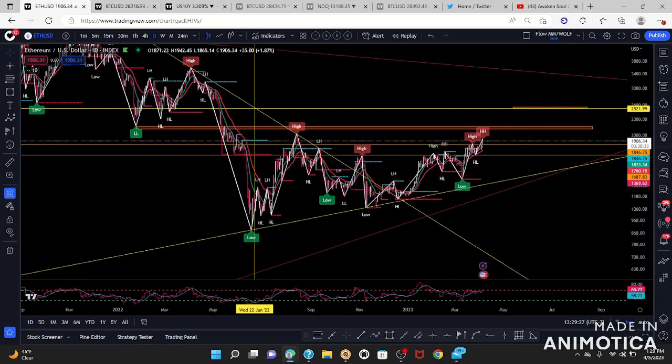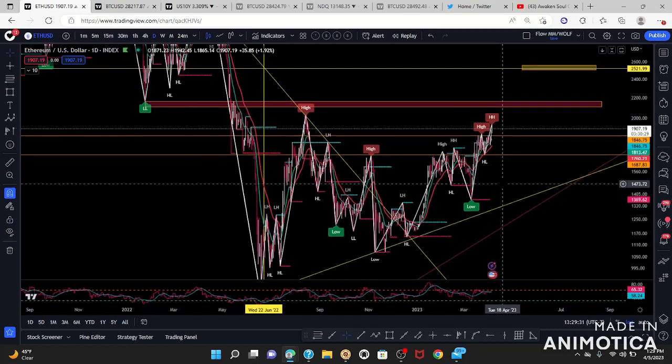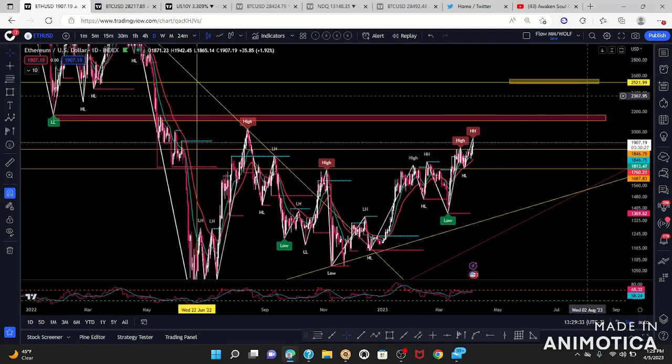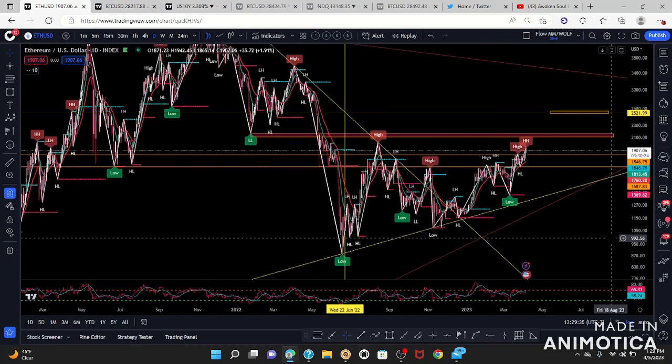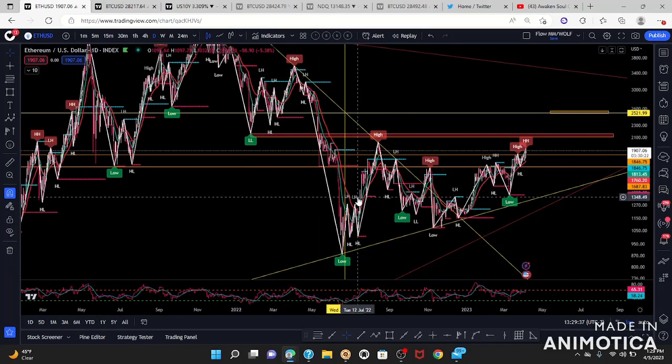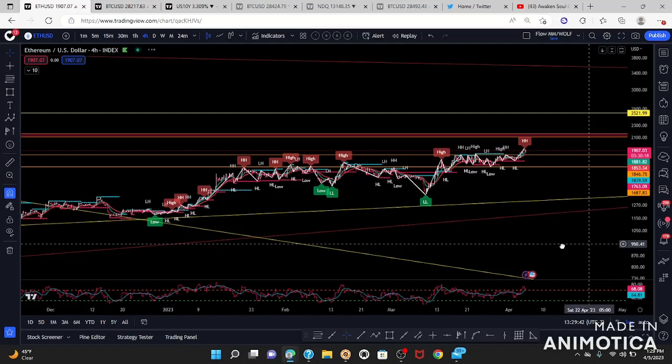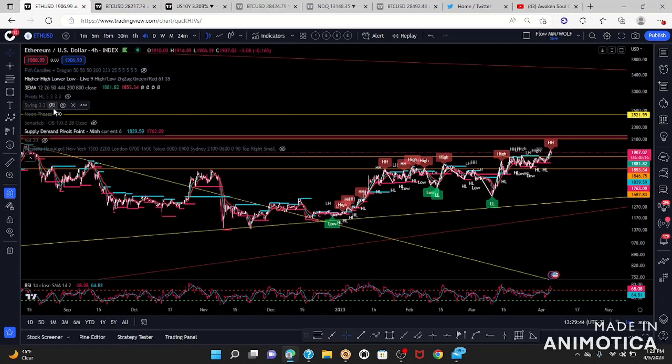Okay, so based on our supply, we could definitely come and grab it and still continue up to my target of 25.21. Really bullish right now. Really bullish on Ethereum. Okay, so let's erase everything.